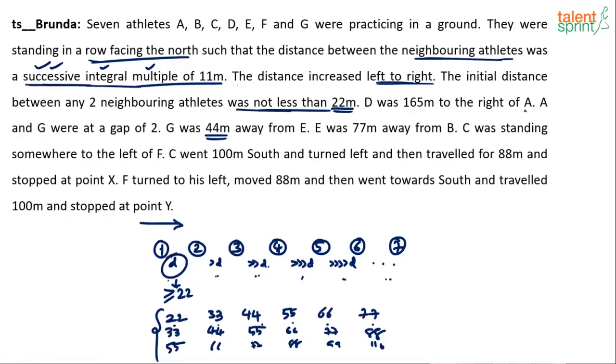D was 165 meter to the right of A. A and G were at a gap of 2. G was 44 meter away from E. E was 77 meter away from B. The smallest one that we know so far is 44, right?